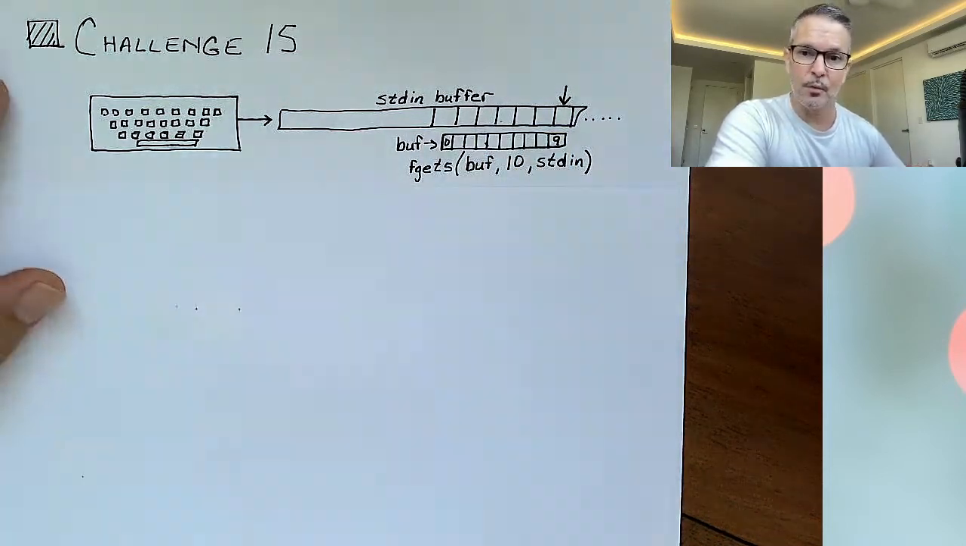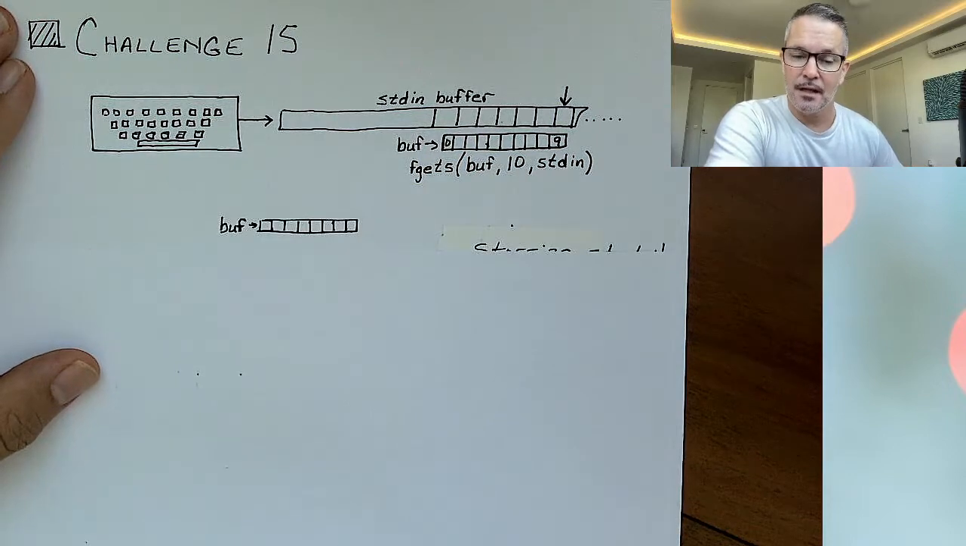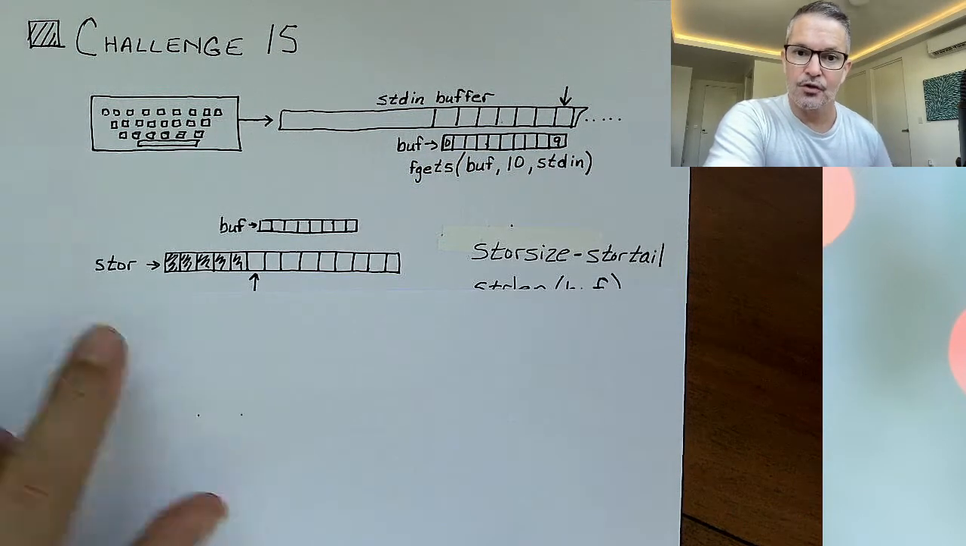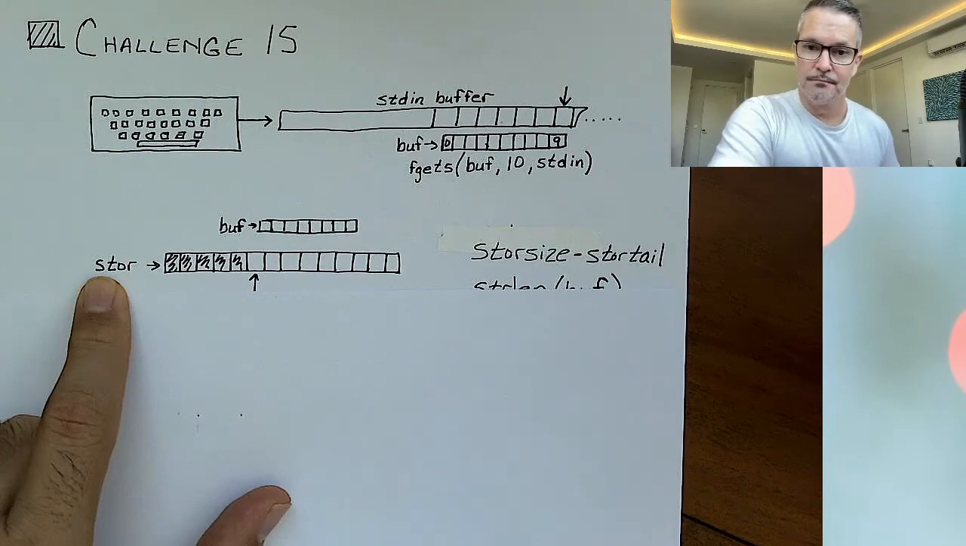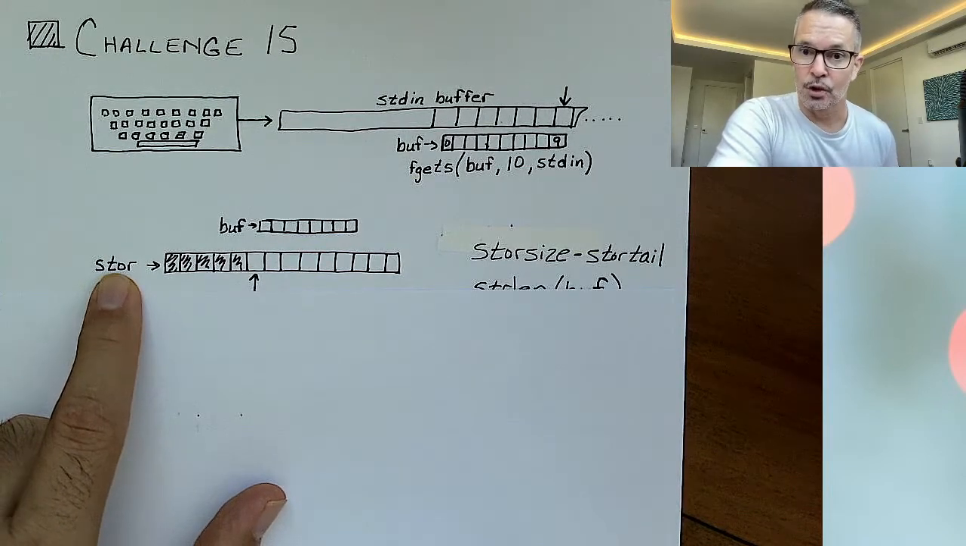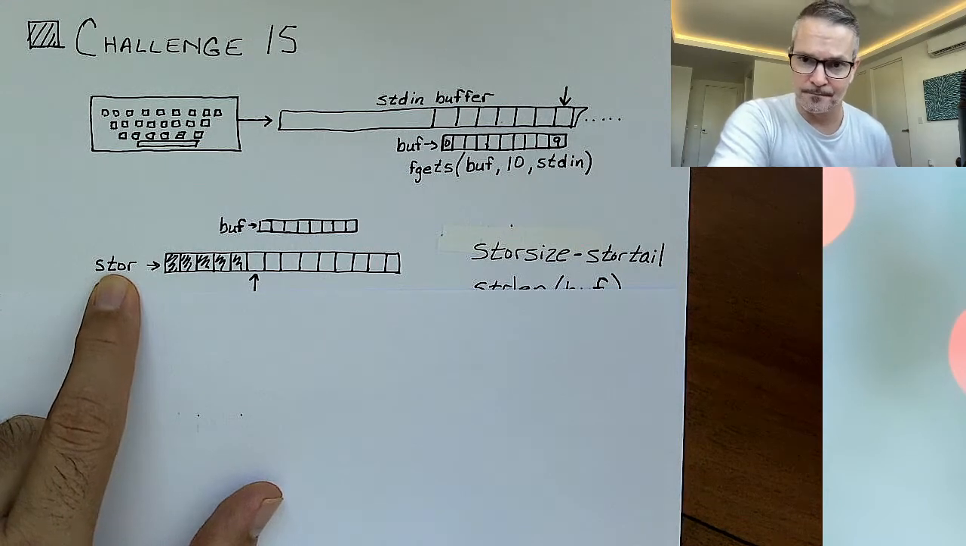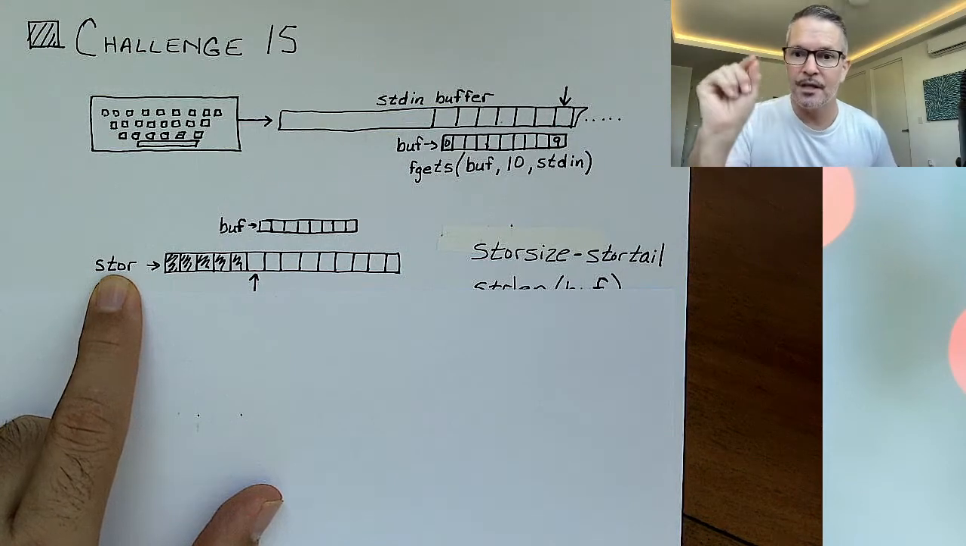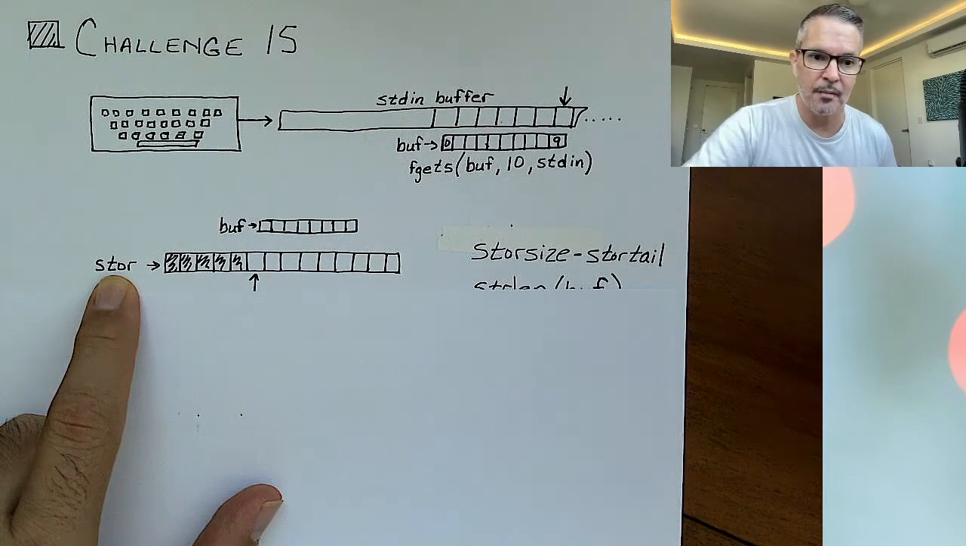Okay, so that's what we're trying to get set up. And then we've set up a storage area that I'm going to call store, which is where I'm going to copy the buffer into that area. So let's jump back to the code and see how we set all of this up.